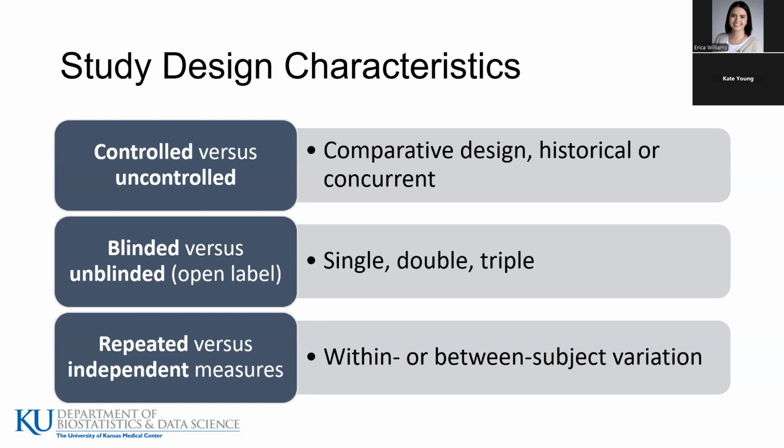And then we can have repeated measures, or measurements taken on an individual at multiple time points in a study, or we can have independent measurements where one independent measurement is taken on each individual. And repeated measures allow us to account for within subject variation or between subject variation.